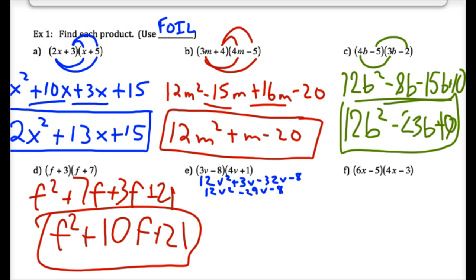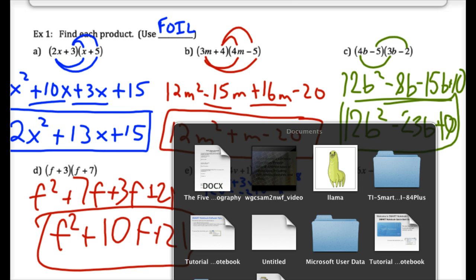12b squared minus 29b minus 8. Excellent job.